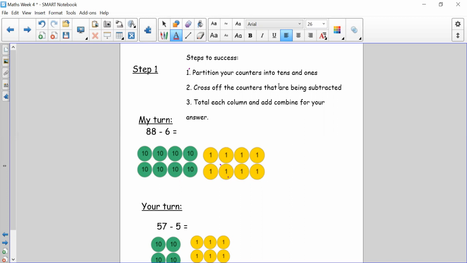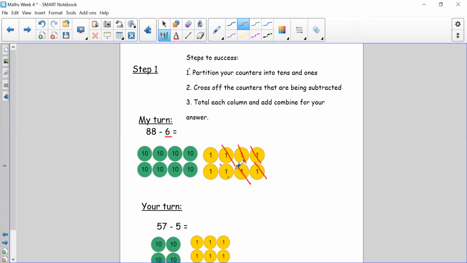Okay, so I need to cross off the counters that are being subtracted. So I'm going to get my pen. I'm going to work in red for ones. So I need to cross off 6 ones. So let's cross them off: 1, 2, 3, 4, 5, 6. I'm crossing off 6 ones.